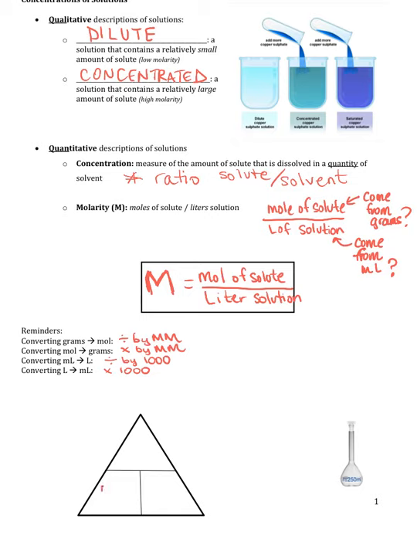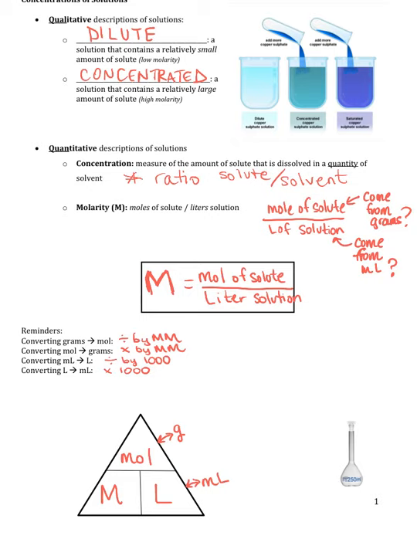So in our triangle, we're going to put our M and our moles and our liters. In addition, because as I stated earlier, you're not always given moles, I'm going to, outside of that triangle, put your grams and put your milliliters, and remind you that you might have to transfer in and out between grams and moles and between milliliters and liters.